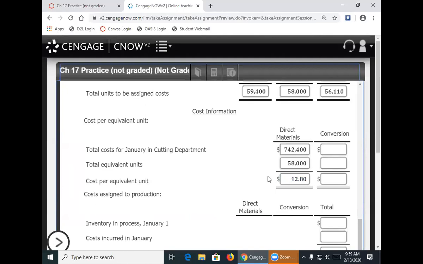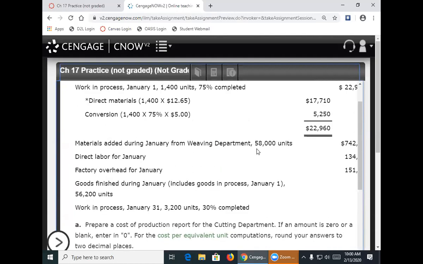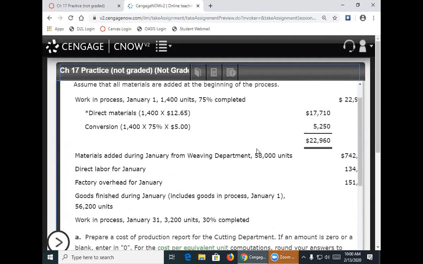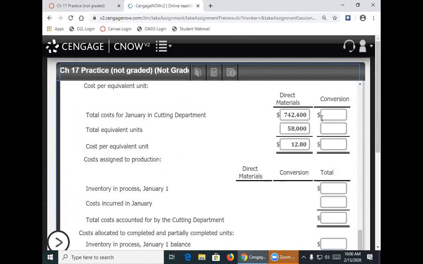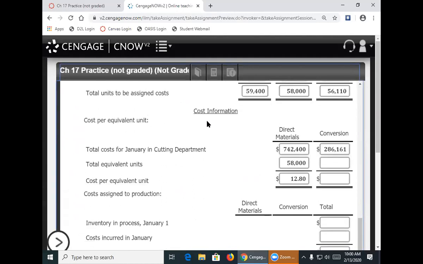And we do the same for conversion costs. Well, what are my two conversion cost categories? What are conversion costs? Yeah, factory overhead and labor. So to get my total conversion costs, I just need to add direct labor plus factory overhead. Okay, conversion costs are labor and overhead. So I would add direct labor and factory overhead together, and you should get 286,161.